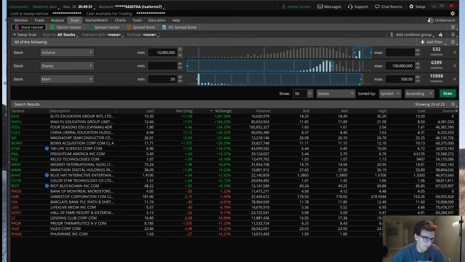And obviously it's a lot riskier trading these stocks, but over time, if you can get to know these stocks and how these types of stocks move, you can make a shit ton of money.